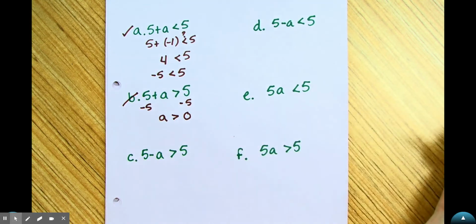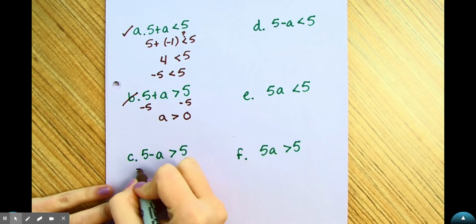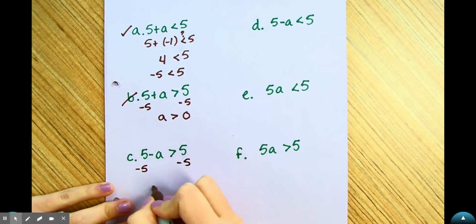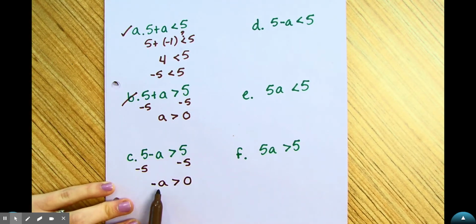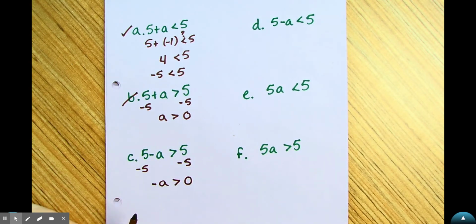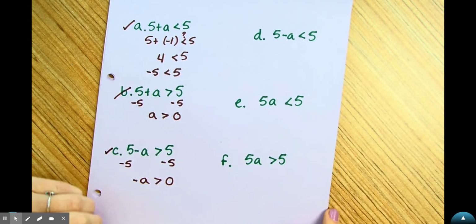How about C? If we subtract 5 here, we're left with -a is greater than 0. Well, -a just means the opposite of a. A is a negative number, so what's the opposite of a negative number? A positive number. So then -a is positive. Are positive numbers bigger than 0? Yes. Positive integers can be bigger than 0.